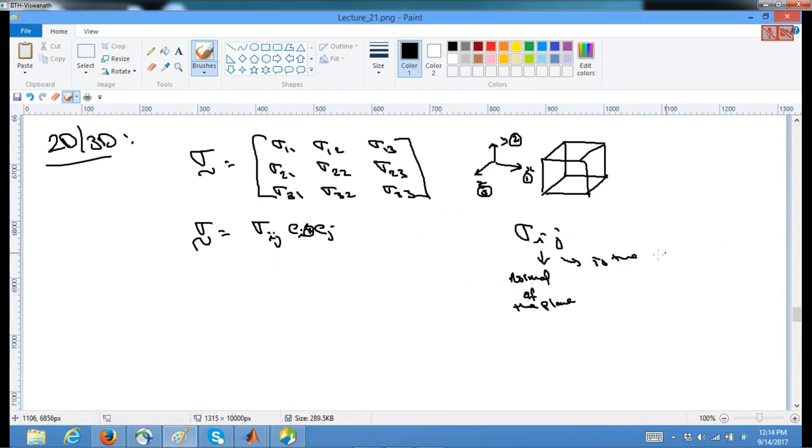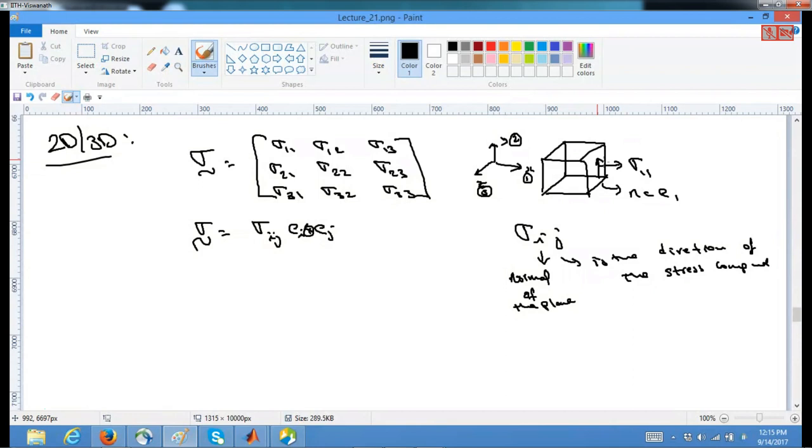Is the direction of the stress component. So for example, if I have this one, the plane normal is n1, or e1, n is equal to e1 along one direction, and the component is also in the one direction, so this would be sigma 1 1.